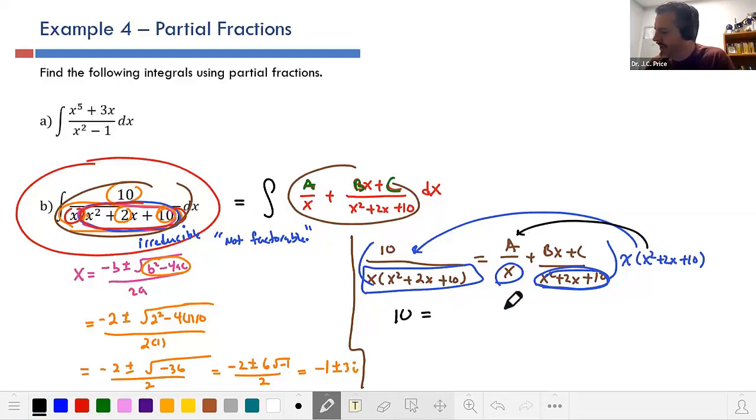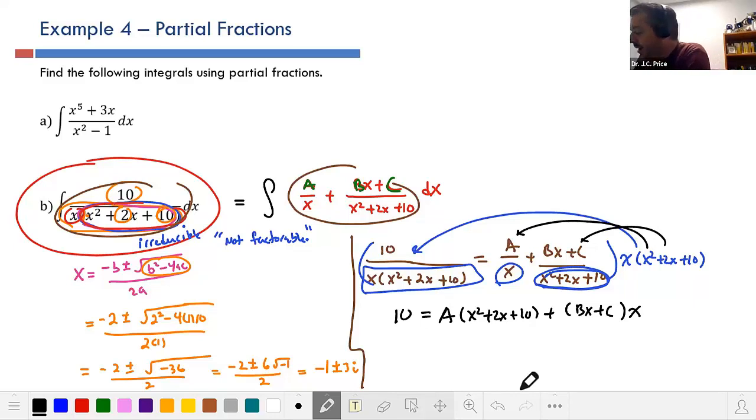and then it's equal to, when I multiply it here, I'm going to get an A times x squared plus 2x plus 10. The x's are going to cancel. And then plus, when you multiply it here, you're going to get a Bx plus C, and then times just an x.